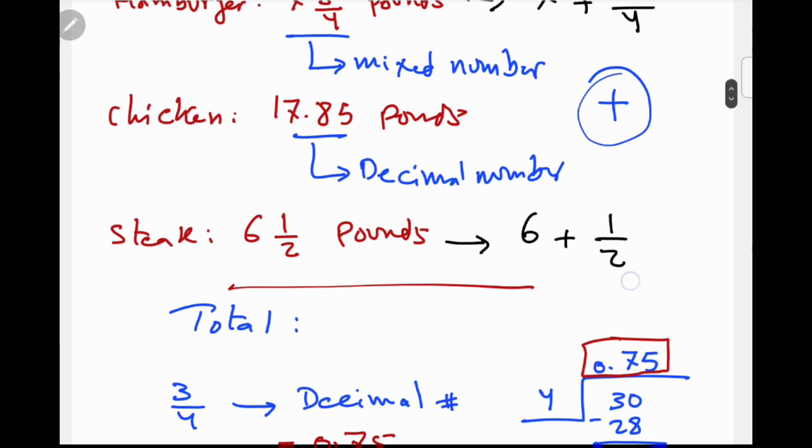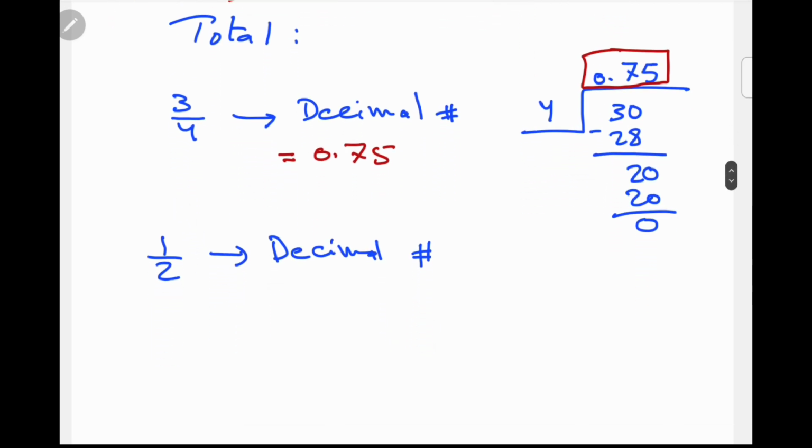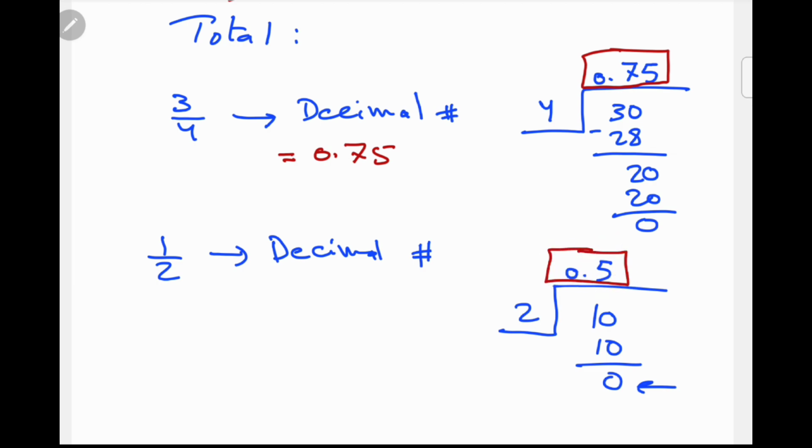What about the 1/2? How to convert the 1/2 from fraction format to a decimal number? We follow the same approach, and we use long division. 1 divided by 2 cannot be done. You add a 0 and you add the decimal point. 10 divided by 2 is 5. 5 times 2 is 10, and the remainder is 0. Then 1/2 is expressed in decimal format as 0.5.